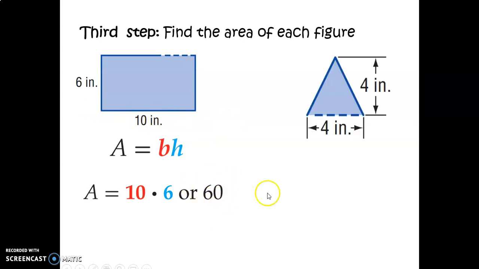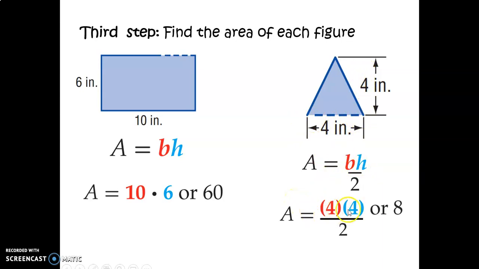So now we're going to find the area of the triangle. Remember that the area of the triangle is base times height divided by 2. So in this case, the base is 4 and the height is also 4. What we're going to have is 4 times 4 divided by 2. But when you multiply 4 times 4, that is 16. And 16 divided by 2 is going to be 8. So this is going to be our area.